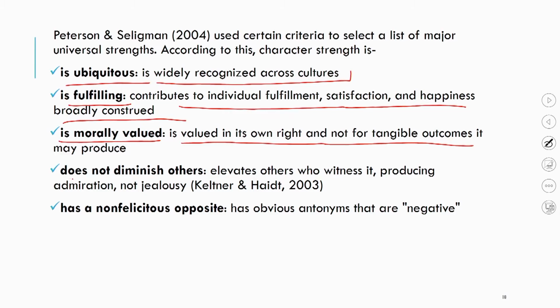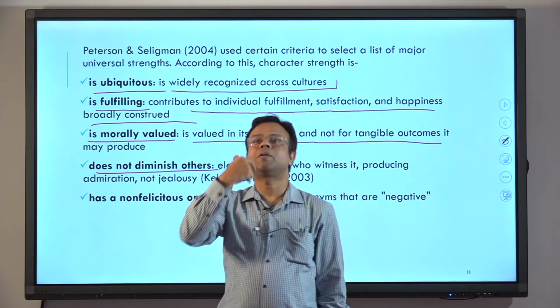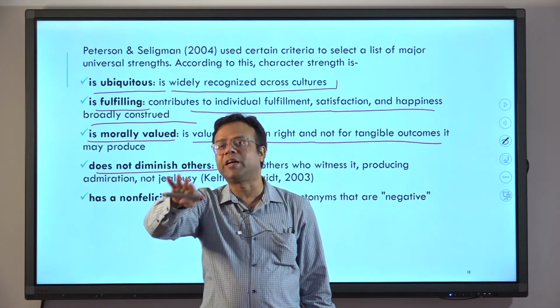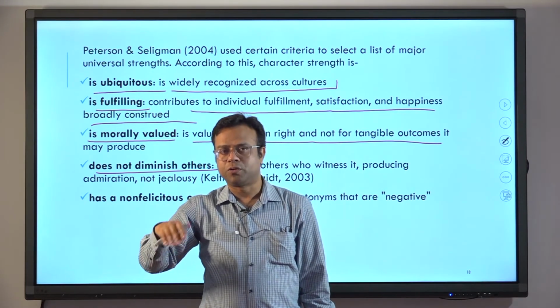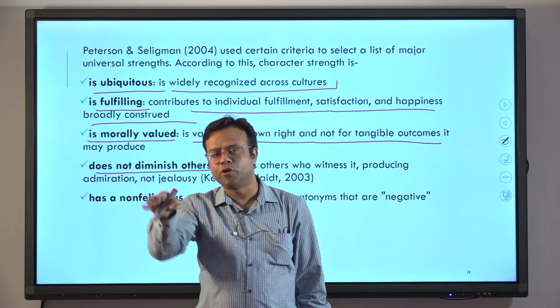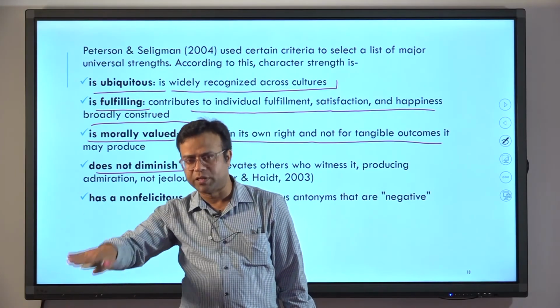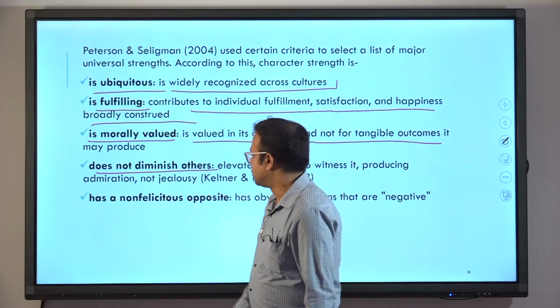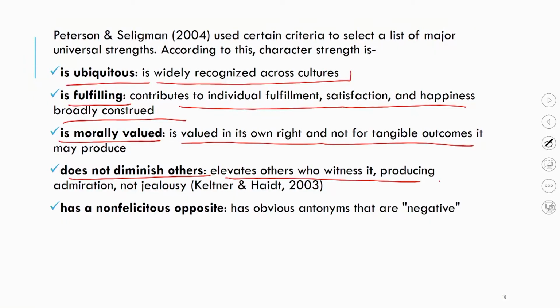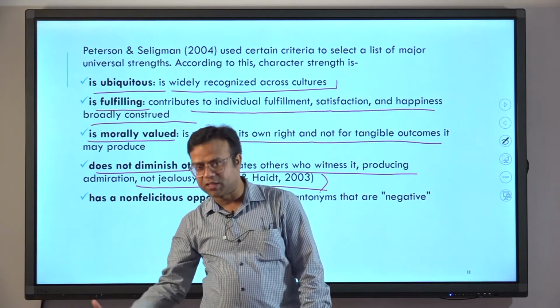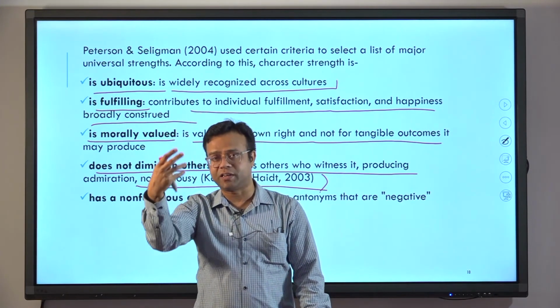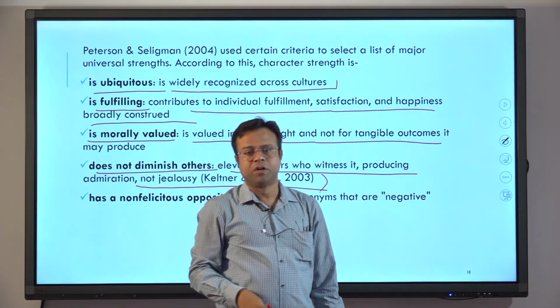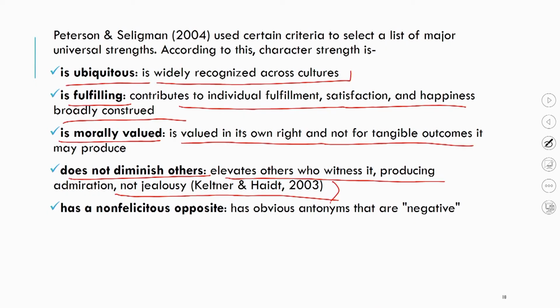Next, it should not diminish others. When you show a character strength, it should not diminish other people. Your expression of character strength will not make other people less or in any sense diminish them. It should elevate others who witness it, producing admiration, not jealousy. On the other hand, it will elevate other people, who will get more encouraged, inspired and so on. So that should be another characteristic.